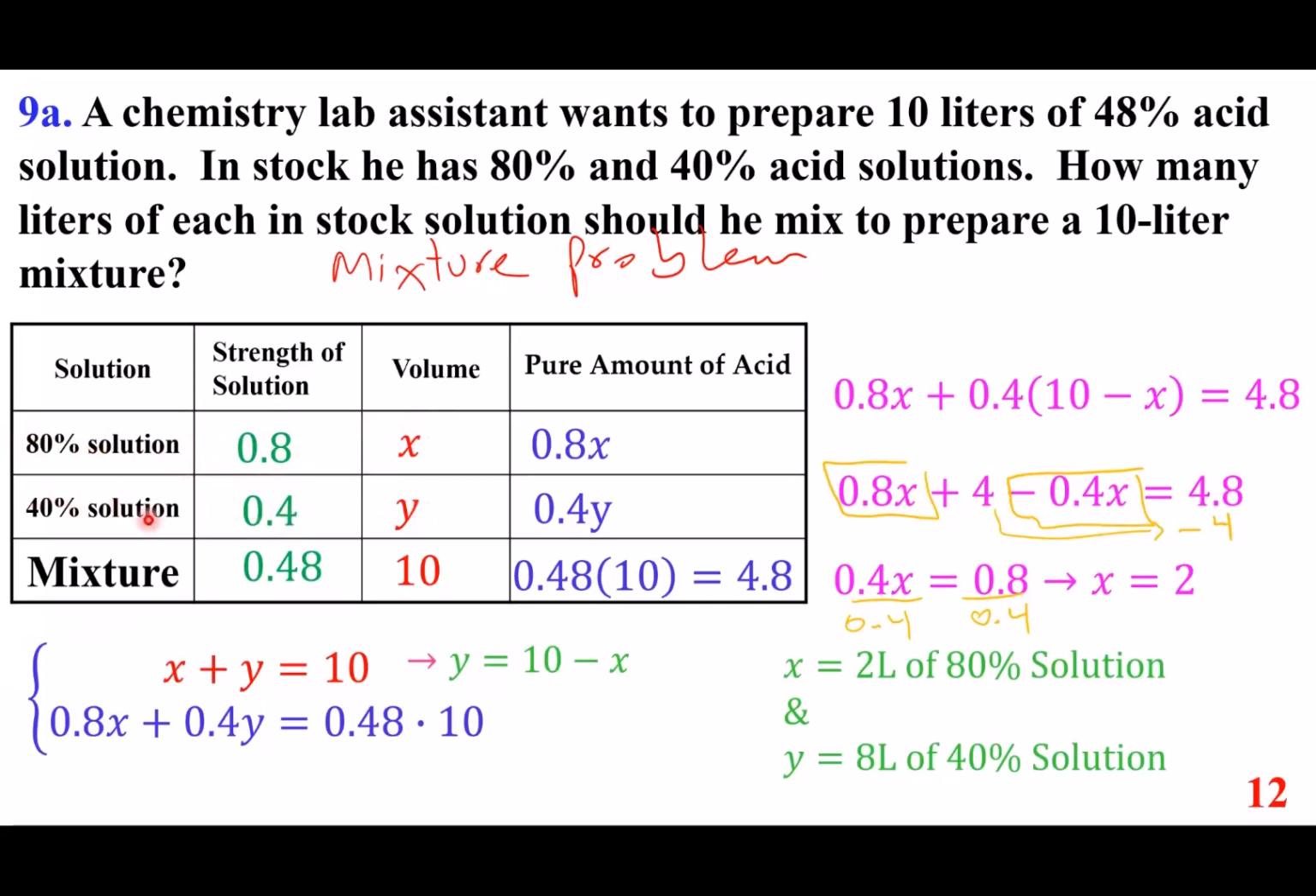Now, I'm going to leave it for you to check those answers with this. You must check with the second equation because we used the first equation. So all you have to do is 0.8 times 2 plus 0.4 times 8, they must give us 4.8. We can check it out.